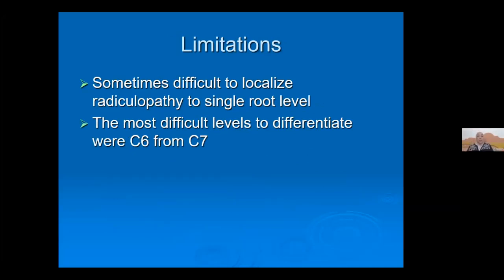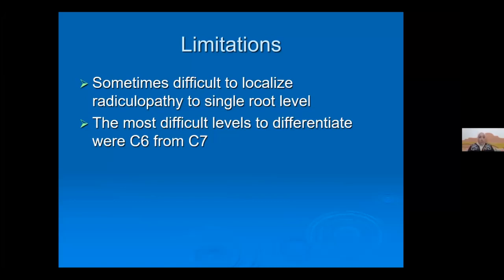What are the limitations? When I'm telling you about the EMG, it sounds miraculous. I can know everything. I can confirm the diagnosis. I can exclude other problems in the differential diagnosis. I can know the exact timing.